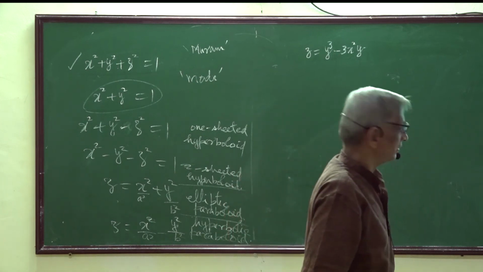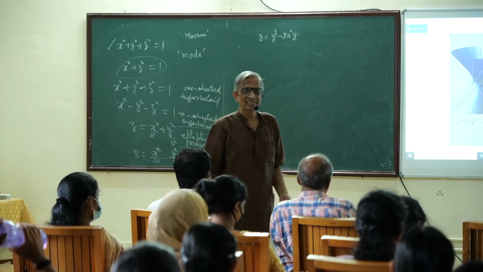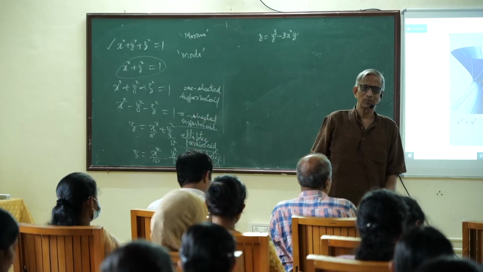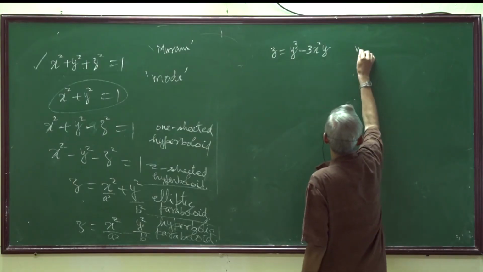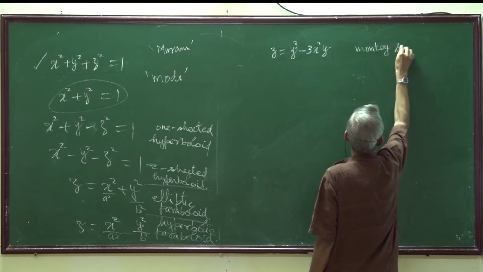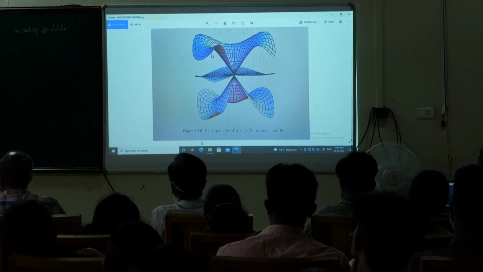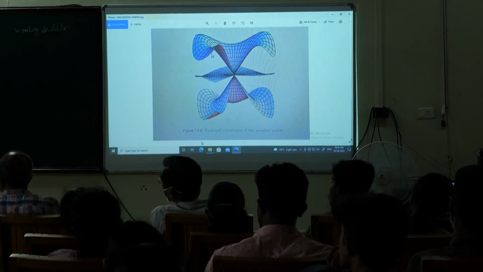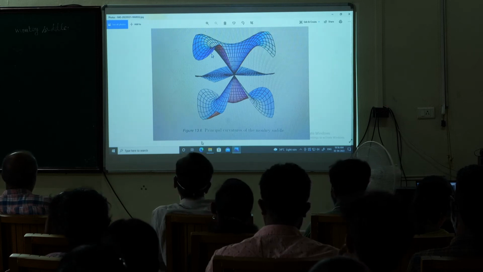I'll picture the monkey saddle cover again. So this is what is called a monkey saddle. It's an example of a surface with negative curvature at least at some point.